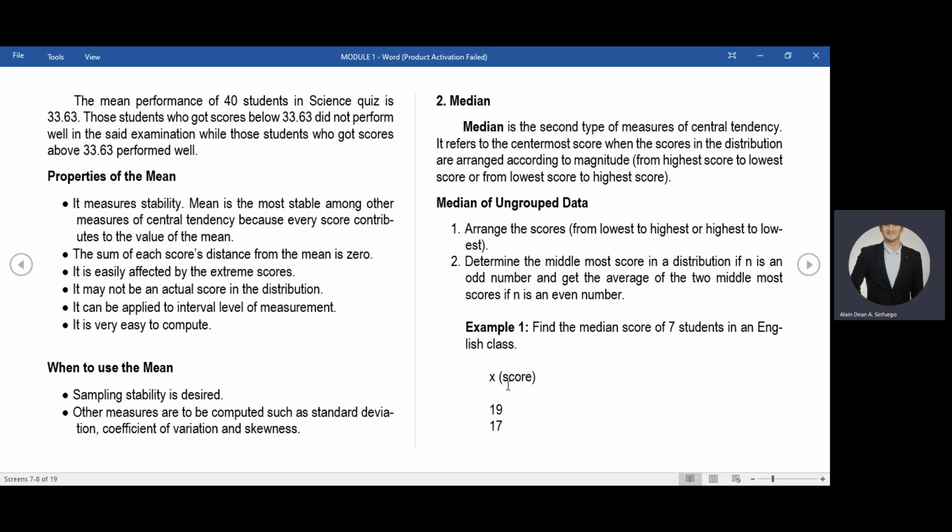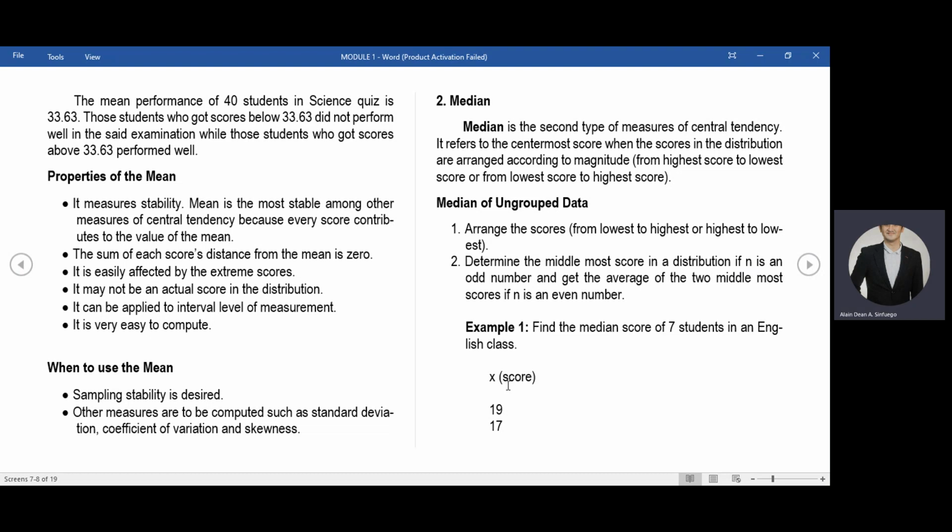Now, here are the properties of the mean. First, it measures stability. Mean is the most stable among other measures of central tendency because every score in the distribution contributes to the value of the mean. Next, the sum of each score's distance from the mean is 0. It is easily affected by extreme scores. It may not be an actual score in the distribution. It can be applied to the interval level of measurement. It is very easy to compute.